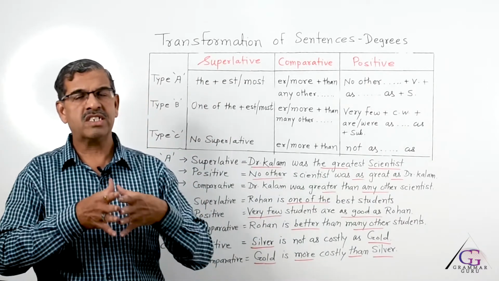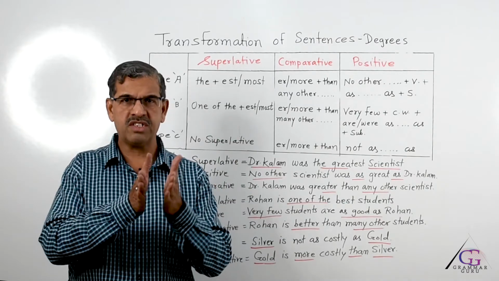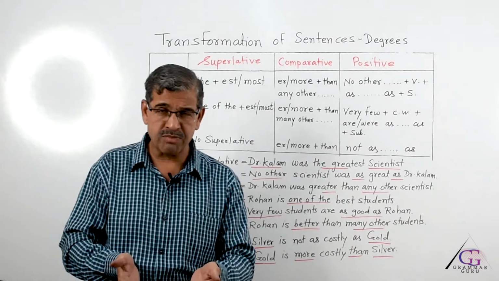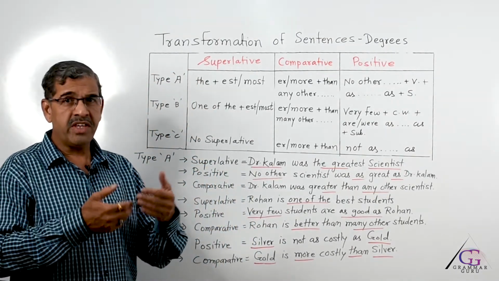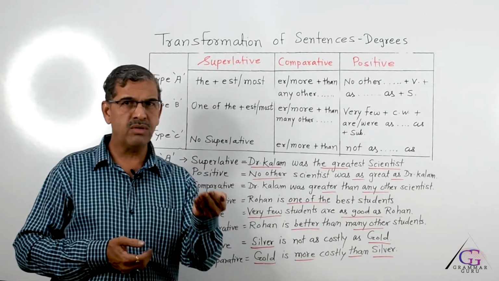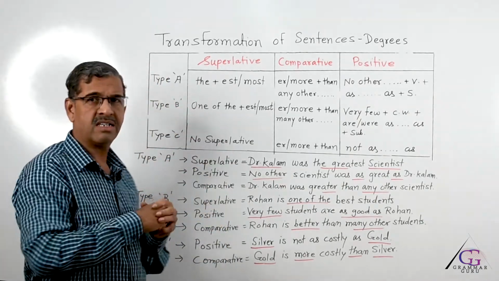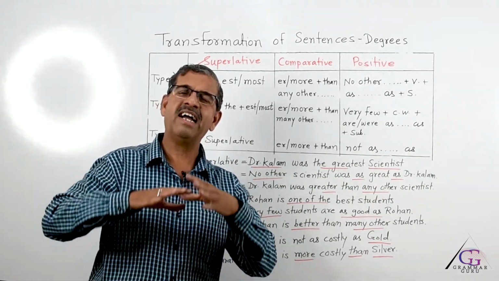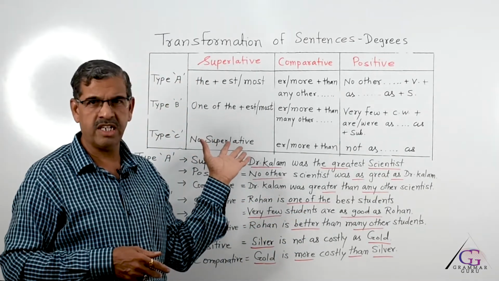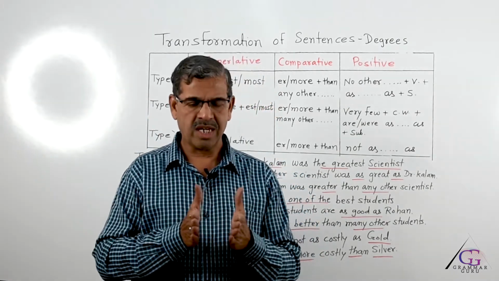So friends, we have discussed everything related to changing the degree. In the earlier part we discussed what is degree, what are three types of adjective, what are three forms of adjective, what are three types of sentences, and one example. In this video we have discussed how to change a given sentence from superlative to comparative or positive or vice versa. If you learn this table by heart, I promise you, my dear friends, that everything will be okay for you and you will become master in transformation of degrees. Keep learning, learn this table, and hopefully everything will be okay for you.